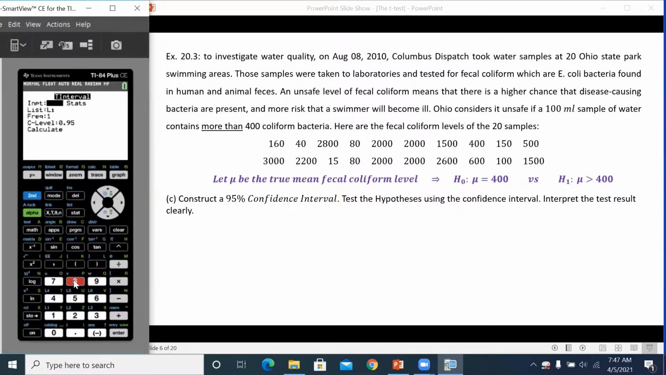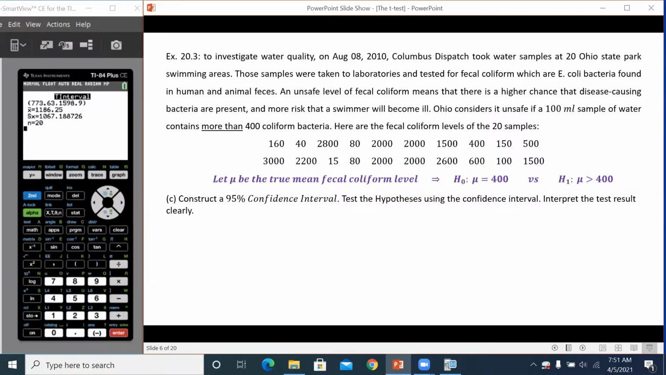Input method is data. Select data and hit enter. The list is L1 because I entered the data into the list L1. Frequency is always equal to 1. The confidence level. This time, I need a 0.90 confidence level because I need a 95% upper confidence interval, for which we first construct a 90% two-sided t-confidence interval. Select calculate and then hit enter.